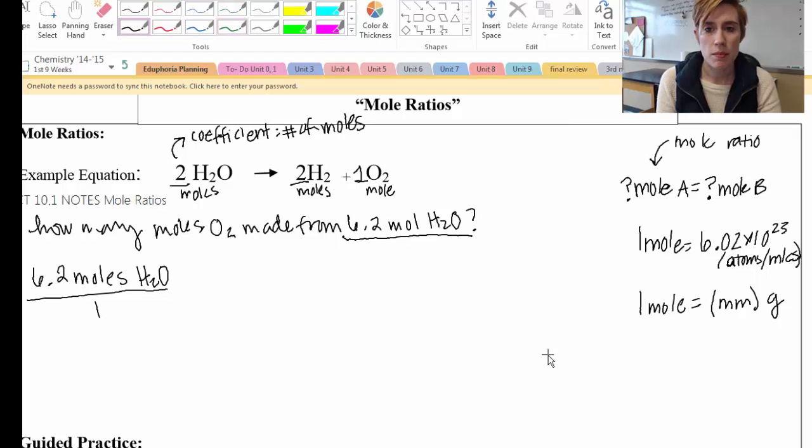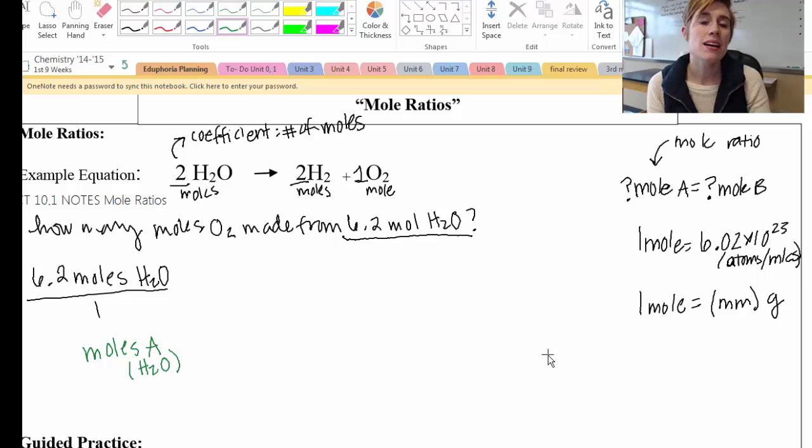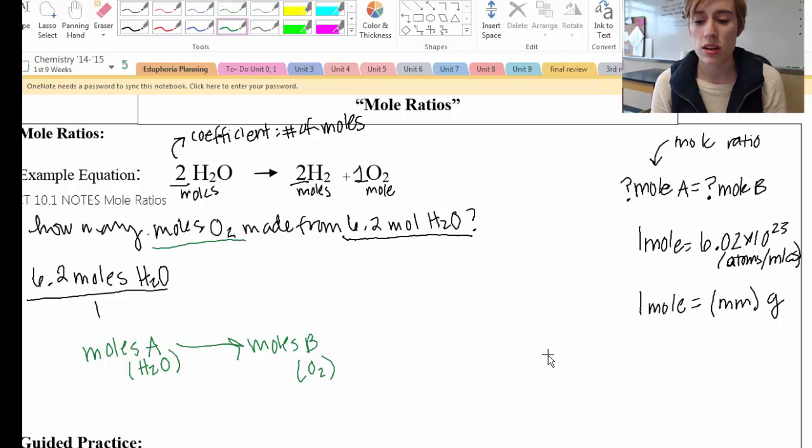I'm going to write out our thought pattern here. Basically, I'm given moles of one substance. I like to call this moles of A. Okay, for us, A is going to be water. A is always going to be your given. So if you're given moles of water, water is your A. If you're given moles of oxygen gas, then oxygen gas is your A. So we're in moles of A. We want to convert to what? We want to convert to moles of oxygen. So moles of B is oxygen. So we're in moles of A, which is water, and we're wanting to go to moles of B, which is oxygen gas. So we have to use a conversion factor to help us get there.